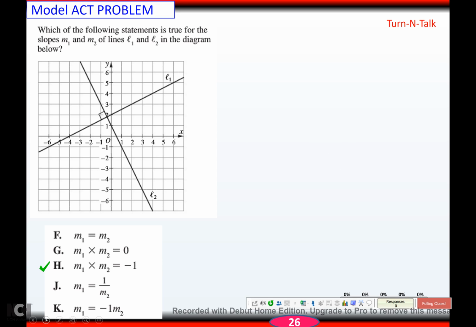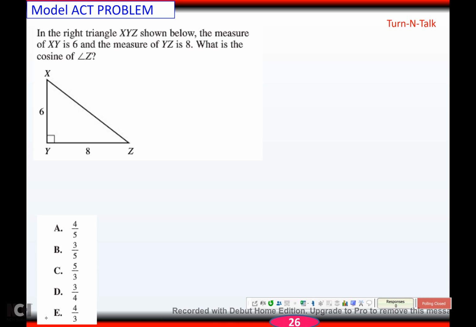And hopefully you get H. It says, which of the following statements is true for the slopes m1 and m2 of these lines? These lines are perpendicular. Perpendicular lines have slopes whose product is equal to −1. So that's what's true. This would be if they're parallel. Alright, try this one, hit pause, come back when you're ready.